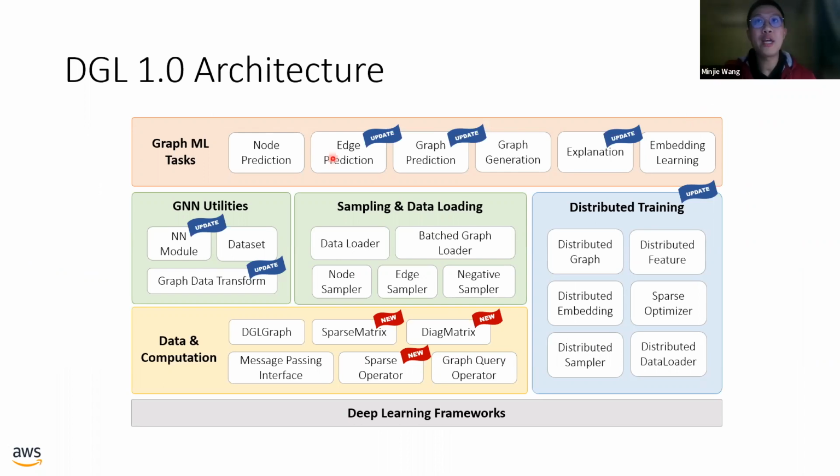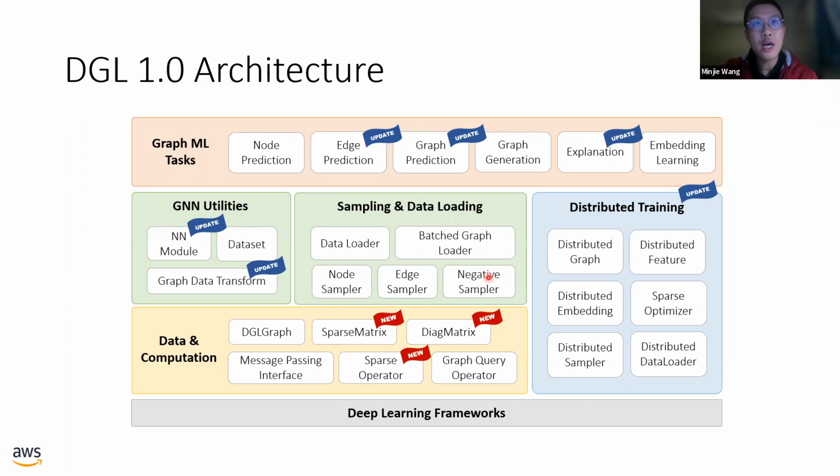You can see there are many updates. For example, at the front level, we have more models and examples for you to work on edge prediction, graph prediction, explanation, more examples if you just want to learn or use examples out of the box. GNN utilities, more NN modules, commonly used NN modules developed by researchers who put them into out-of-box APIs for you to use. Distributed training also has a lot of enhancement on the graph partitioning pipeline.